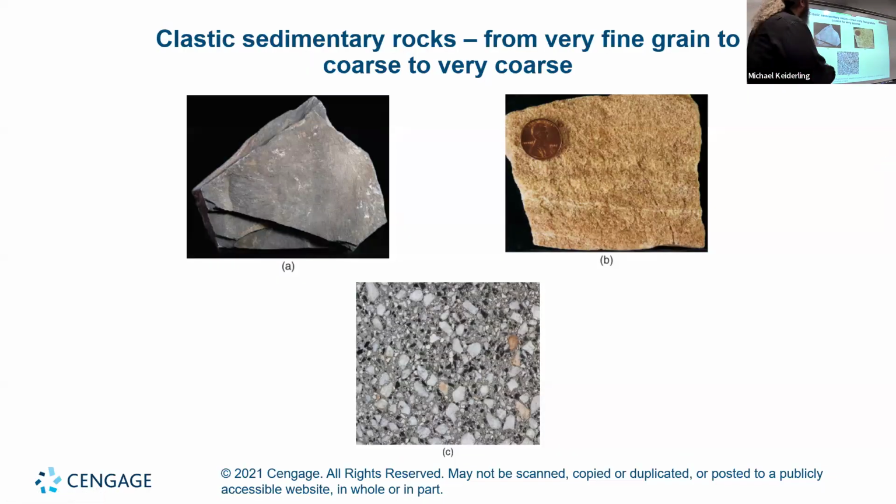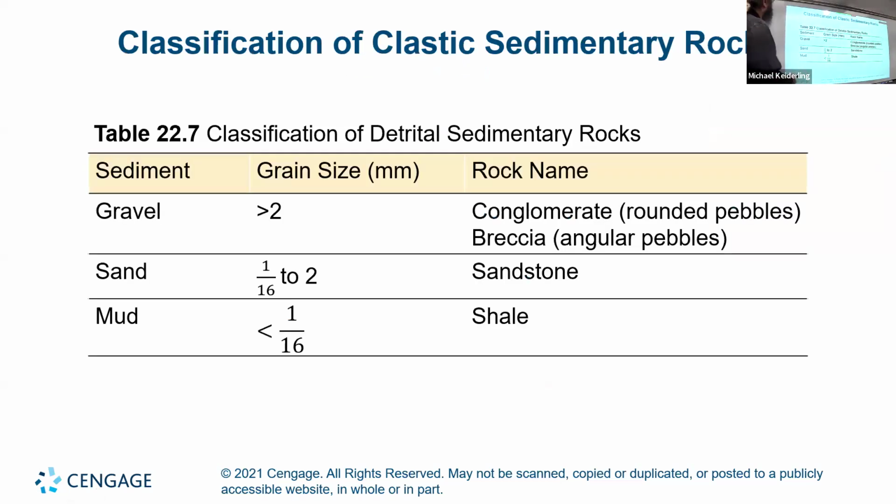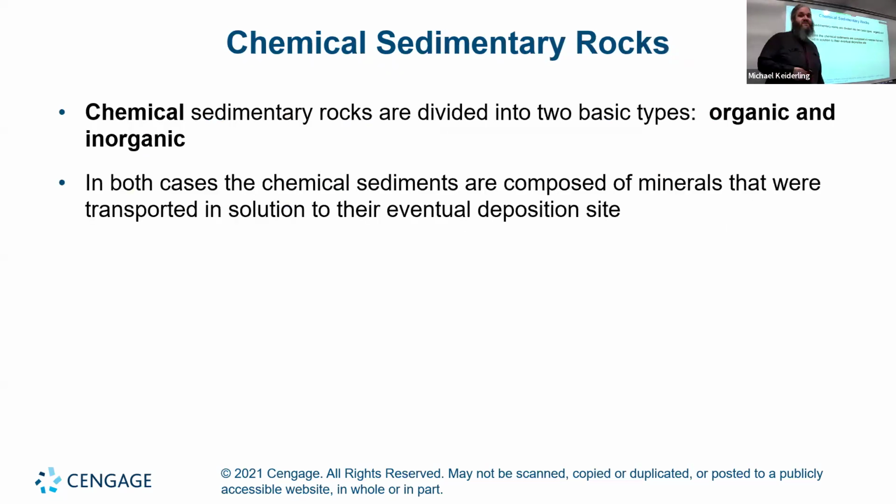So here's an example of how they vary from very fine grain, like shale here, then we get medium sandstone, and then we get something like breccia here, or conglomerate, which is larger, coarse. So gravel has a grain size of greater than 2 millimeters. This creates conglomerate if it's rounded pebbles, or breccia if it's angular pebbles. Sand is from 1/16 to 2 millimeters. This creates sandstone, and less than 1/16 millimeter is mud, and that creates shale.